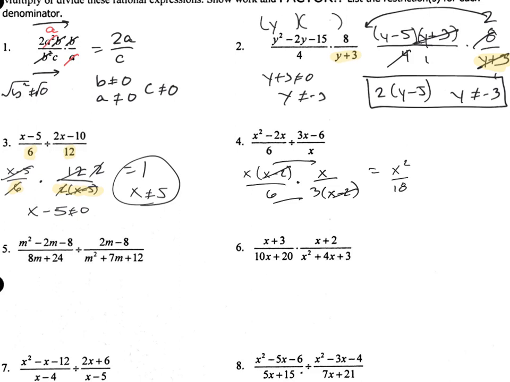Now we go back and look at all the denominators. 6, x, 6, and that one. So we say x cannot equal 0, and x minus 2 cannot equal 0. So we get x cannot equal 0 and 2.